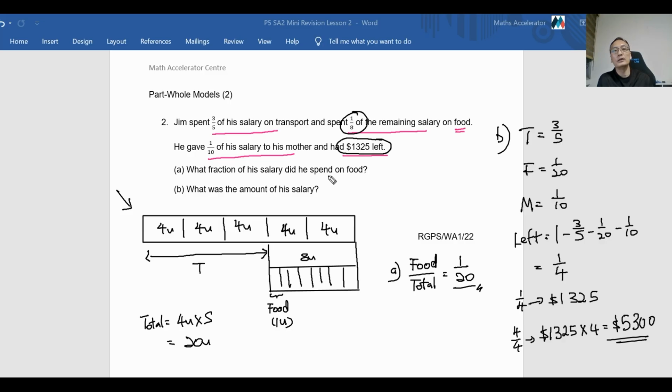To find the amount of salary, we need to know what is the fraction that was left. So total, transport is 3/5, food is 1 over 20, the mom gets 1/10. So we do a subtraction, 1 whole minus the fraction for transport, food, and what was given to the mother, and we arrive at 1/4. So 1/4 is 1,325. To find 1 whole, which is the amount of his entire salary, we multiply by 4, and we get $5,300. Let's move on to the next question.